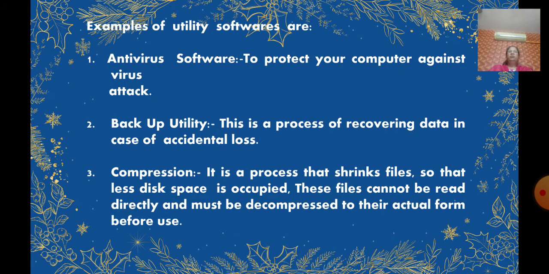Next, utility software. What is utility software? Utilities are programs that assist in the smooth functioning of a computer. For example, antivirus software: to protect your computer against viruses, we need a utility software, that is antivirus software. Similarly, backup: if you want to take a backup so that you can recover the data from your computer, you need a utility software, that is backup utility. And compression is a process that shrinks files. If you want to shrink your file, you need a utility software, that is compression.